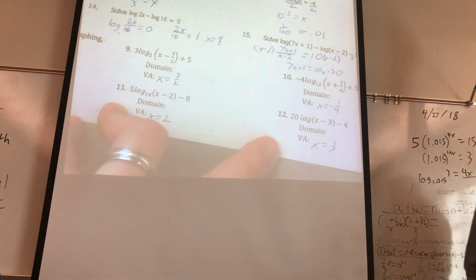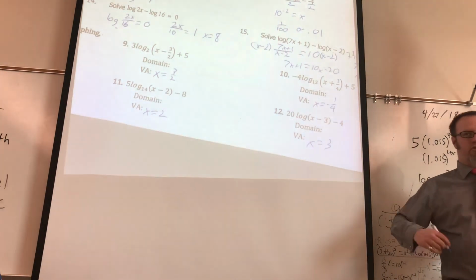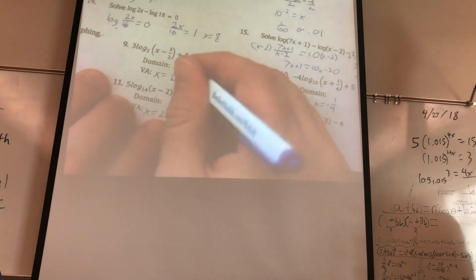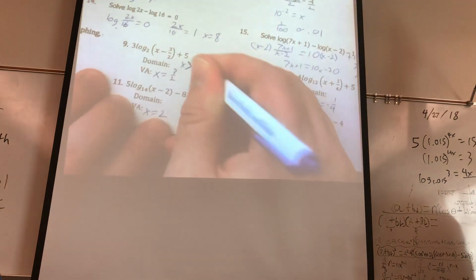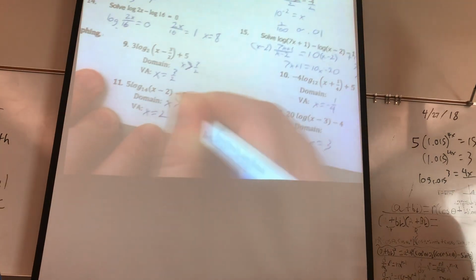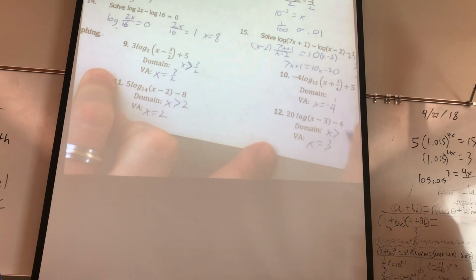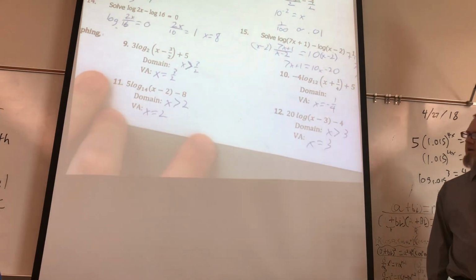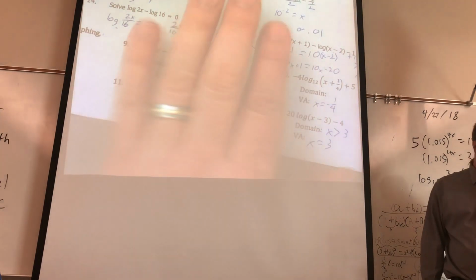And the domain, as related to that, is greater than but not equal to it. X is greater than 3 over 2. X is greater than 2. X is greater than 3. Okay? It's not going to be less than. It doesn't work that way.